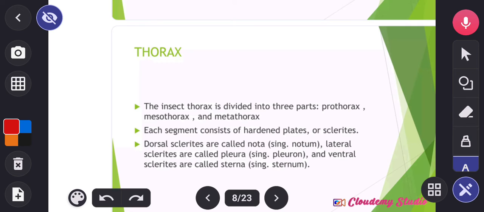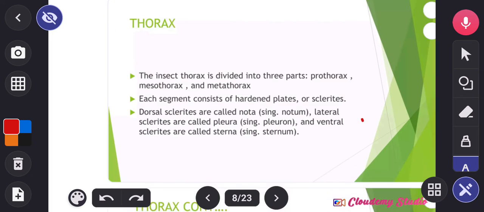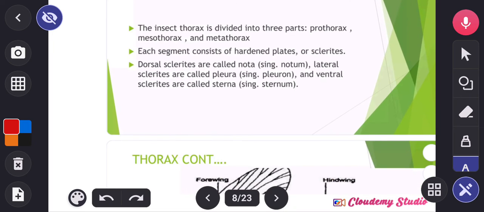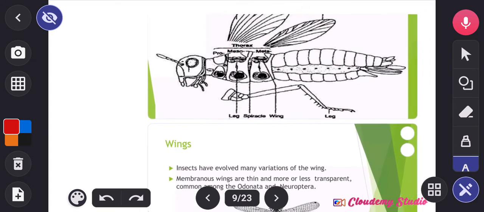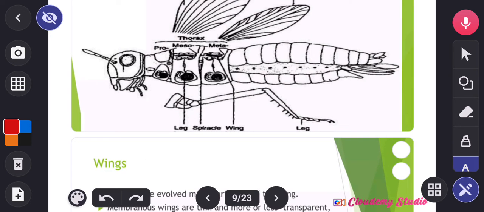Each segment consists of plates or sclerites, which means this plate is also known as sclerites. We now have the dorsal sclerites, the lateral sclerites, and the ventral sclerites. The dorsal sclerite is called the nota. The lateral sclerite is called the pleura, and the ventral sclerite is called the sterna or the sternum. And you can actually see it from here.